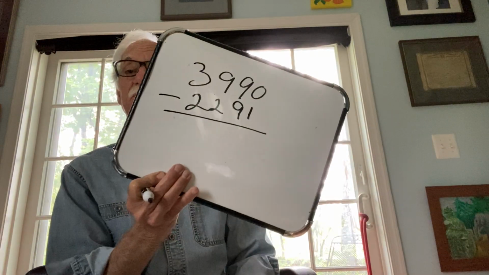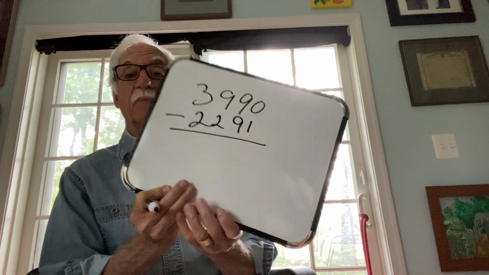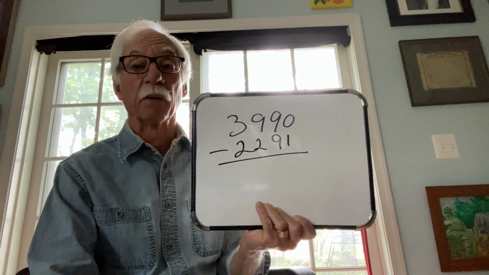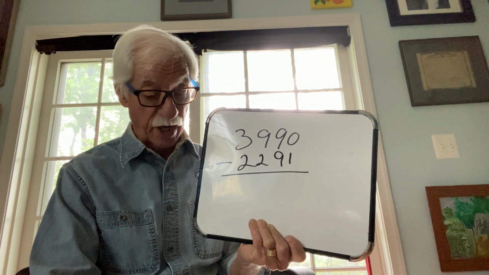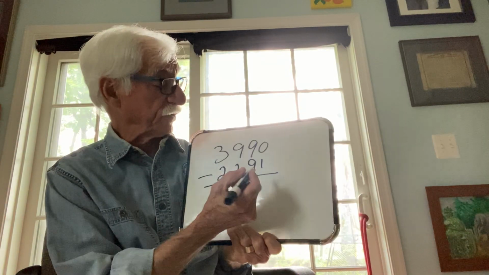Pause your video. 3,990, and there's 2,291 involved in the project. And we want to know the difference between those two numbers. So I have my minuend, the big number. I take away the small number, the subtrahend, and I'm going to get the difference.